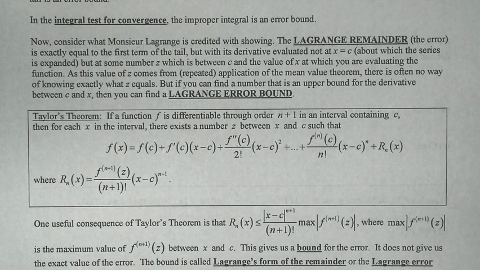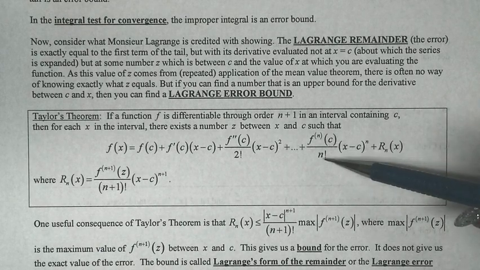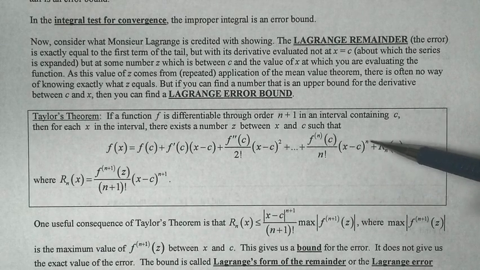Taylor's theorem tells you that if a function f is differentiable through order n plus 1, meaning it has at least n plus 1 derivatives in an interval that contains c, then for each x inside the interval there exists a number z between x and c such that f of x is equal to f of c plus f prime of c times x minus c plus f double prime of c divided by 2 factorial times x minus c squared, plus and so on, plus the nth derivative evaluated at c divided by n factorial times x minus c to the power of n.